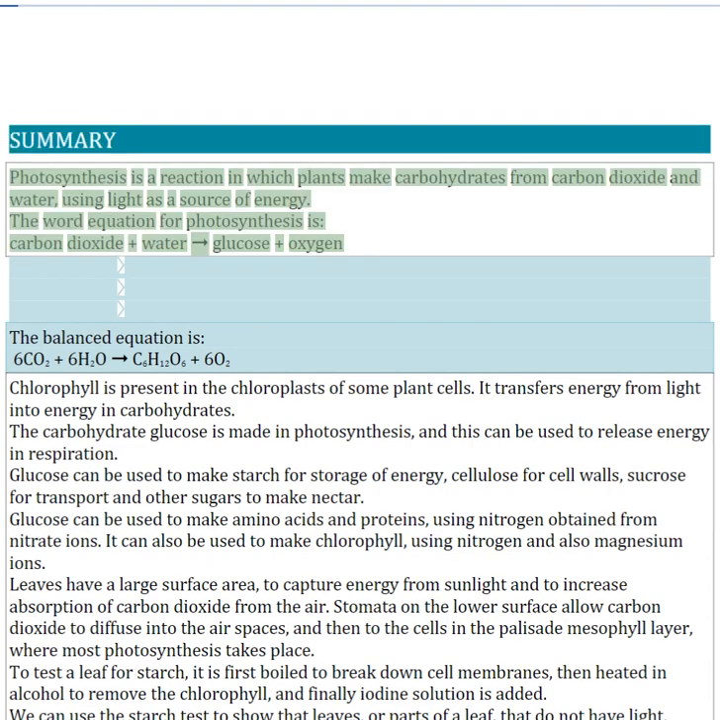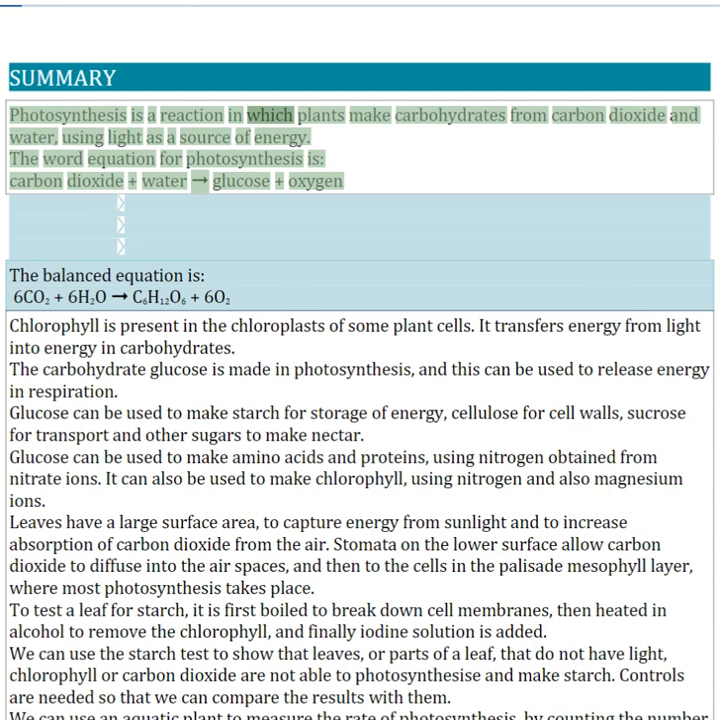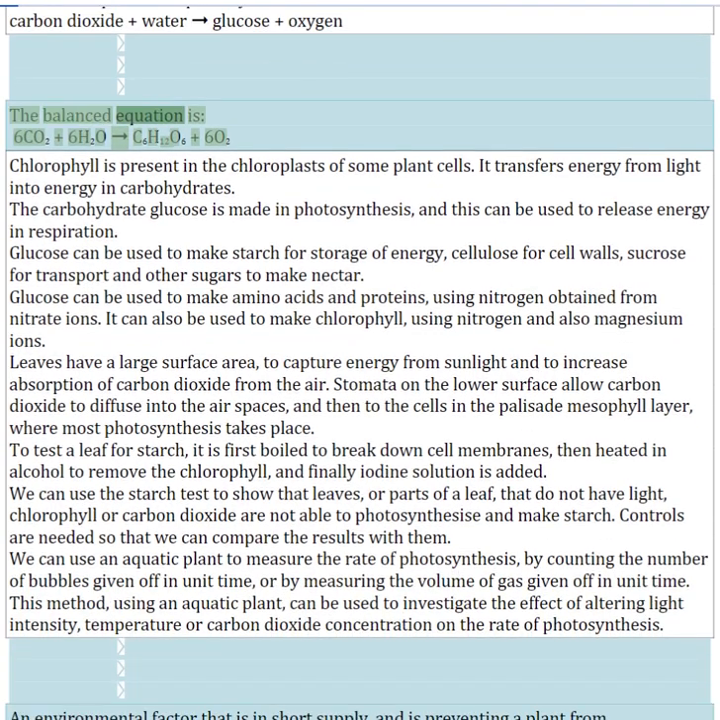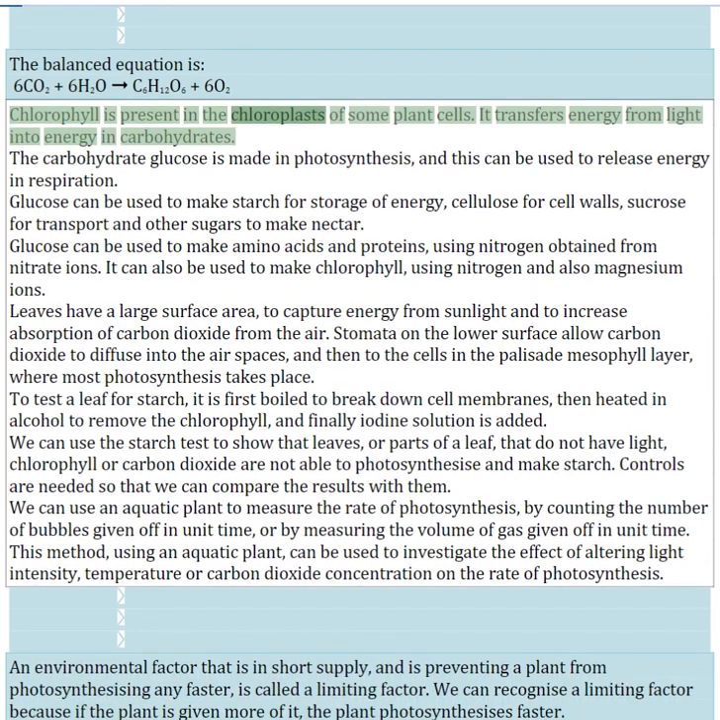Summary. Photosynthesis is a reaction in which plants make carbohydrates from carbon dioxide and water, using light as a source of energy. The word equation for photosynthesis is carbon dioxide plus water gives glucose plus oxygen. The balanced equation is 6CO2 plus 6H2O gives C6H12O6 plus 6O2. Chlorophyll is present in the chloroplasts of some plant cells.